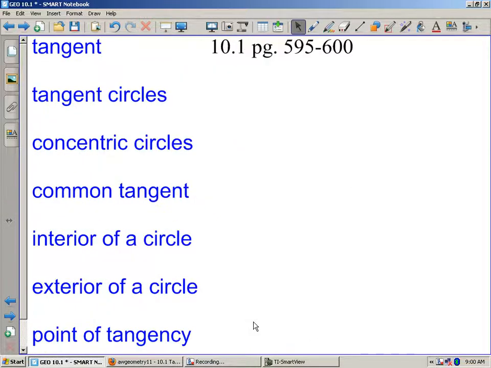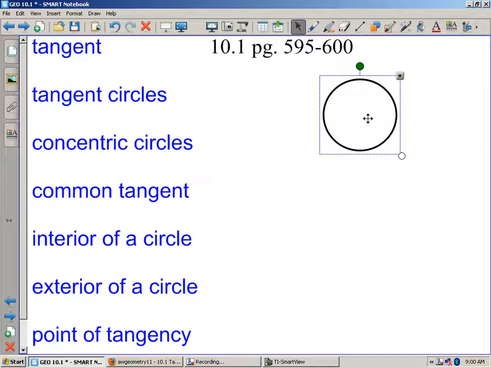So moving along, if we go back to our circles here, let me see if I can get my circle to come back. So here's my circle. And all of these are in your book on pages 595 through 600, but we don't have access to a book right now, so we're not going to talk about that. You can look them up.